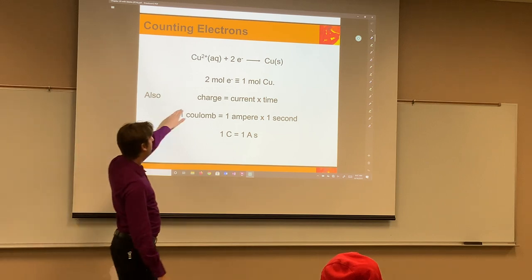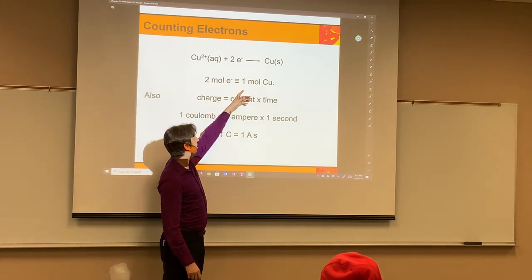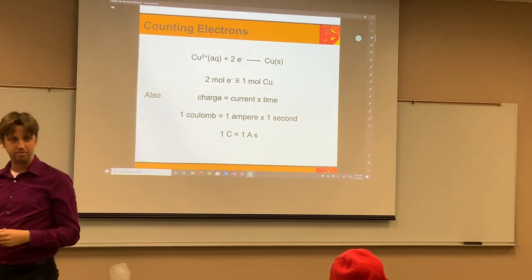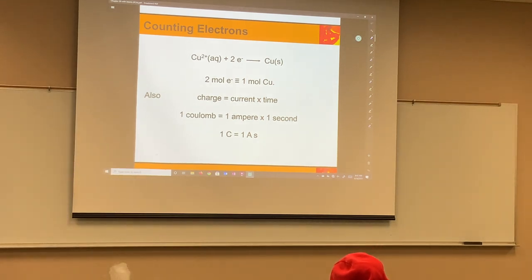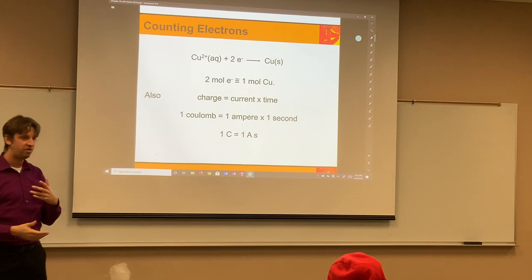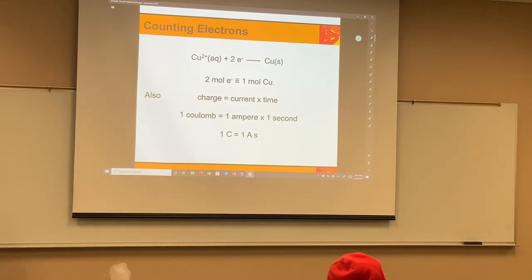Now, if you take a look at the reaction, for every 2 moles of electrons, we can make 1 mole of copper. That's now going to be our stoichiometric ratio. That's what we're going to use to relate how much copper solid we can make based off of how many electrons are transferred, the total number of electrons. But there's our ratio. For every two electrons we transfer, we make one mole of copper solid.